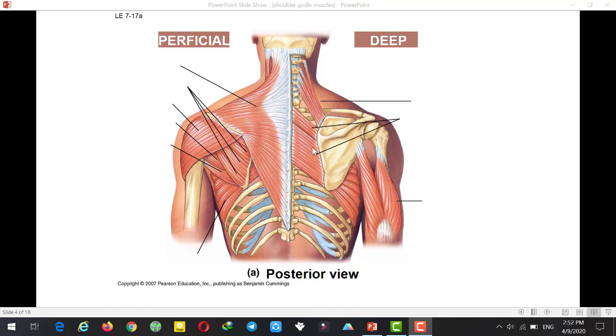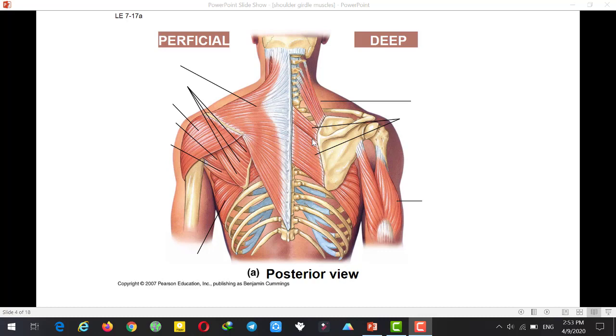So, rhomboid minor comes from C7 to T1, this is the origin of these muscles, and attaches to the medial border of the scapula, the insertion of them. And rhomboid major is the muscle whose origin is from T2, T3, T4, and T5, and insertion is the medial border of the scapula.